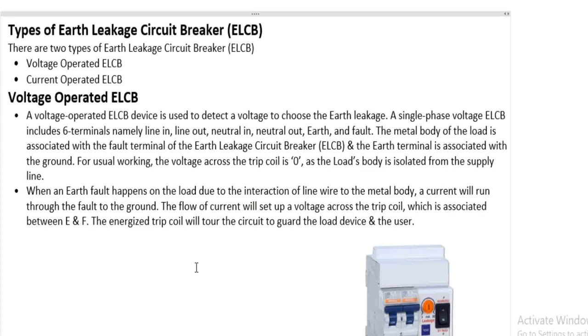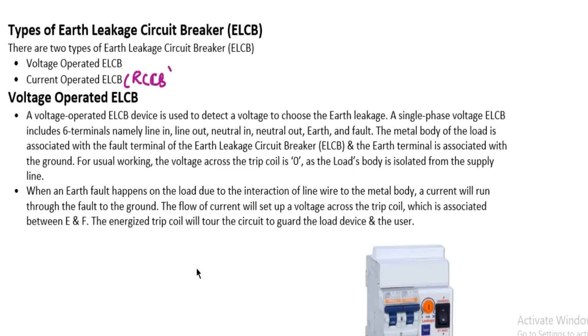There are two types of earth leakage circuit breaker. First one is voltage operated, second one is current operated. This current operated is also called RCCB, residual current ELCB or RCCB. Okay, let us see the voltage operated circuit breaker.